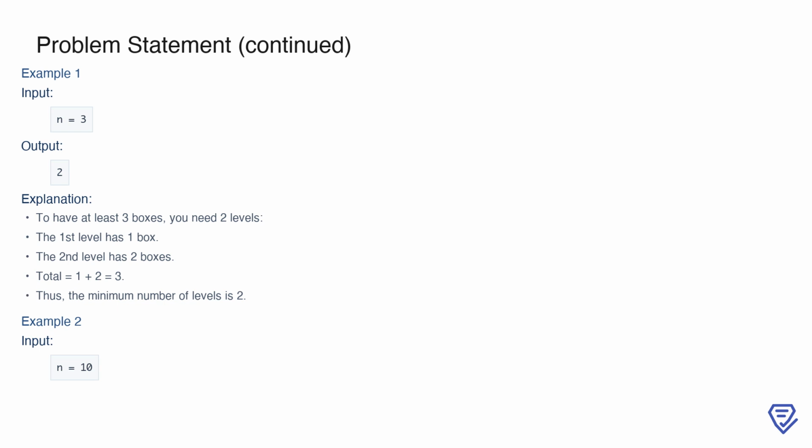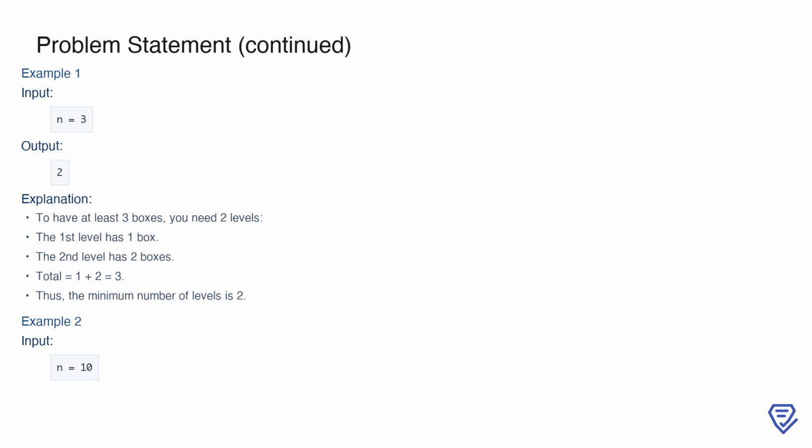If the input n is 3, the output is 2. This is because, to have at least 3 boxes, you need 2 levels. Level 1 contains 1 box, and level 2 adds 2 more boxes. Together, 1 plus 2 gives us exactly 3 boxes. Since we reached the required number of boxes in 2 levels, the minimum number of levels is 2.